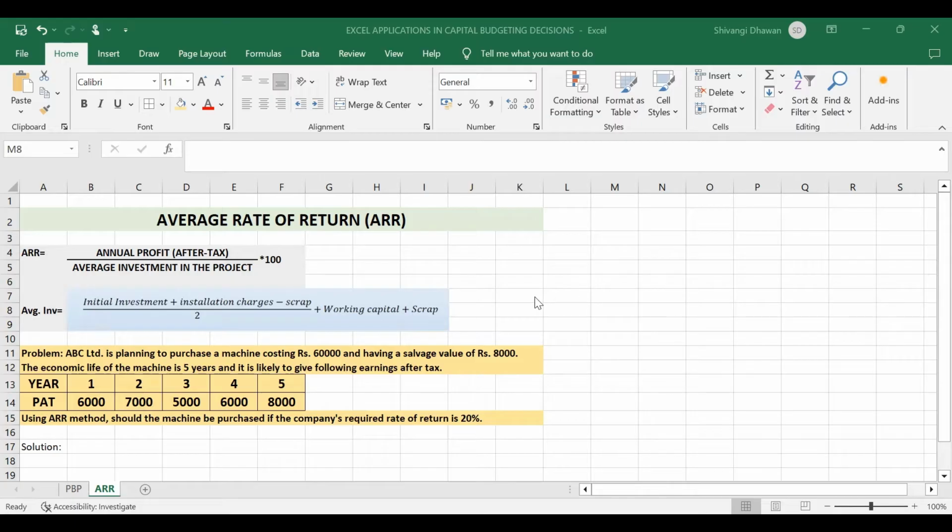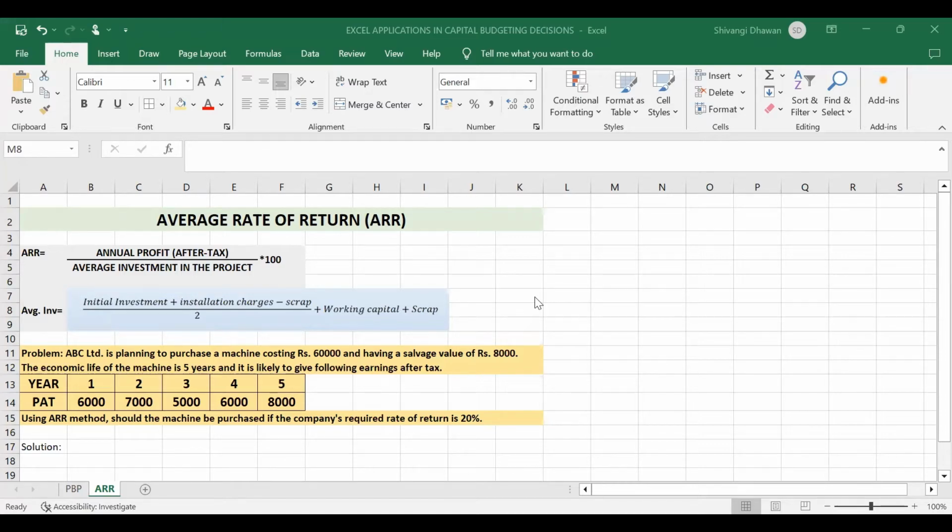So accounting rate of return is basically a formula that is used to calculate the net income expected from an investment or asset compared to the initial cost of investment. Typically, ARR is used to make capital budgeting decisions.